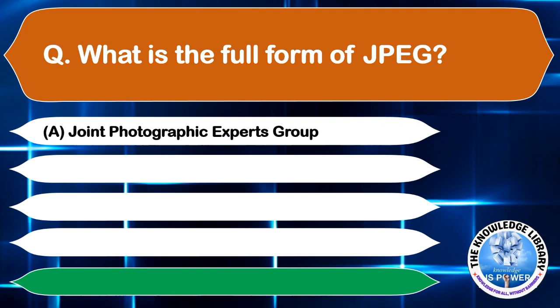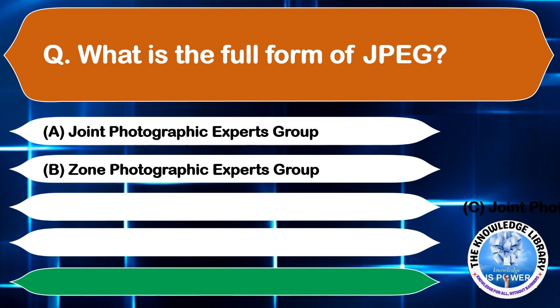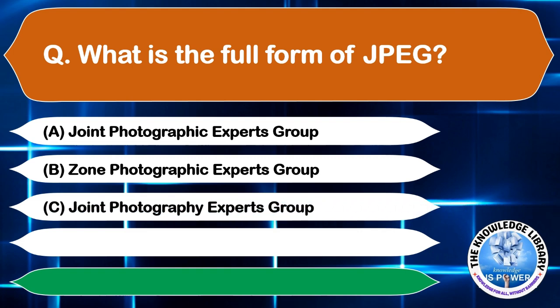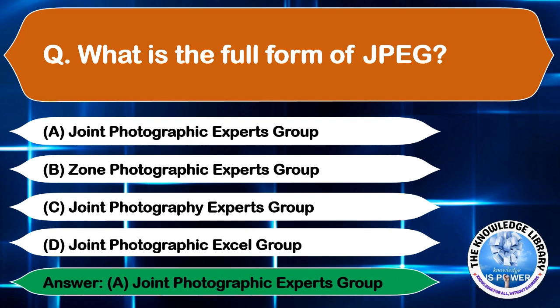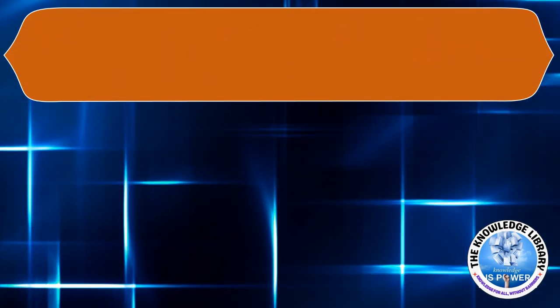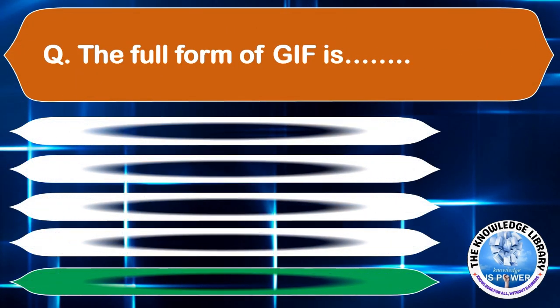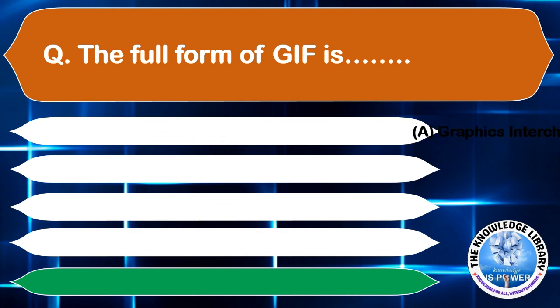The next question is, what is the full form of JPEG? Option A, Joint Photographic Experts Group. Option B, Zone Photographic Experts Group. Option C, Joint Photography Experts Group. Option D, Joint Photographic Excel Group. The correct answer is option A, Joint Photographic Experts Group.